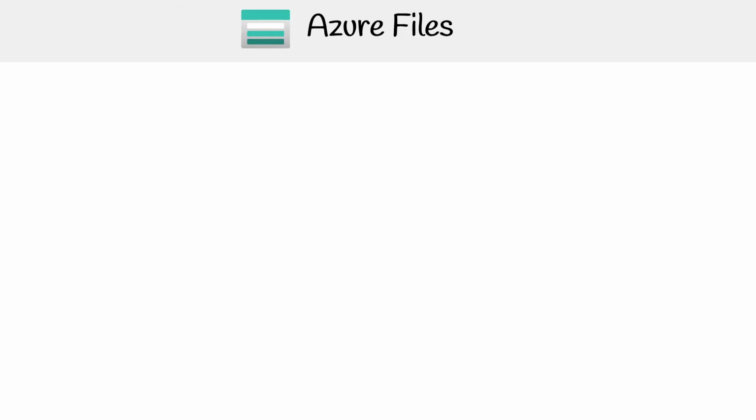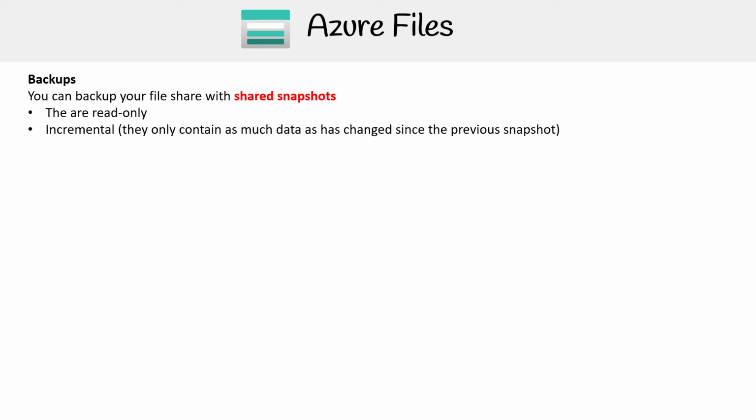All right, so now let's talk about all the different kinds of features with Azure Files, starting with backups. With backups, you can back up your file share with share snapshots, and these are read-only and done incrementally. The great thing about incremental backups is that it's only storing the data that has changed. So let's say you have a drive or a file share that's 100 gigabytes, and you only add 1 megabyte. Well, that snapshot is only going to add an additional 1 megabyte. You're not going to have two snapshots that are 100 gigabytes.